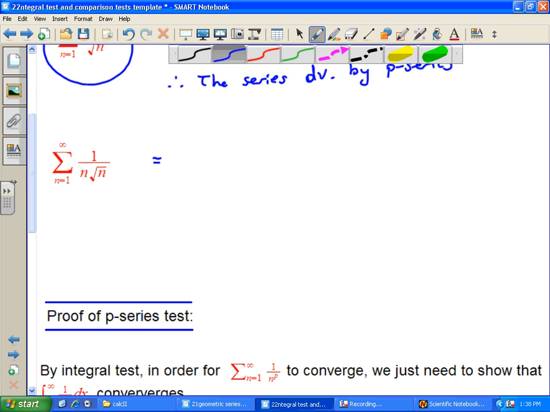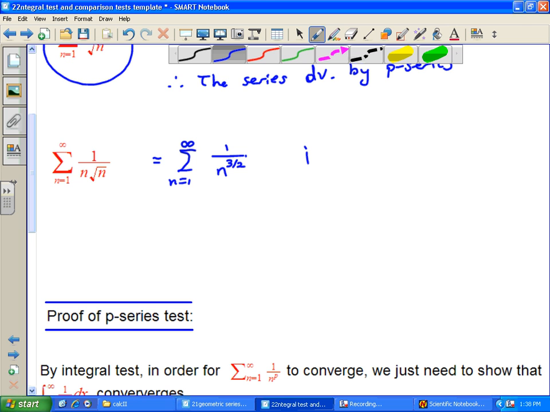I can rewrite this as what? That is n times root n. It's not the nth root of n, it's n times root n. And that can be written, as Chris suggests, as n to the 3/2 as n goes from 1 to infinity.